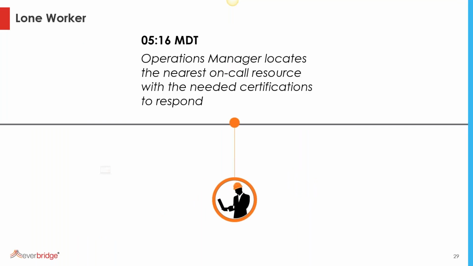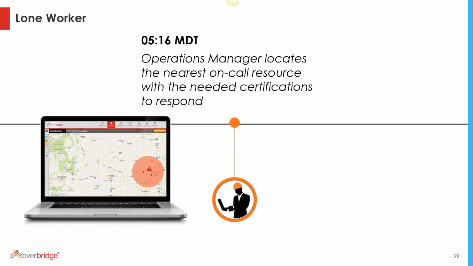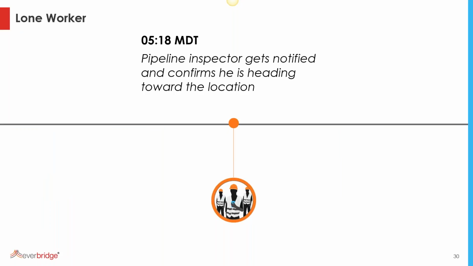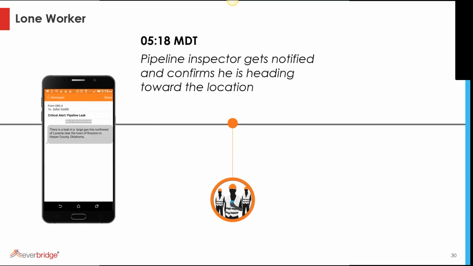I am able to locate the nearest on-call resource because I can see the location of my crew on the map. And I can see their responses on the map as well. So by 5:18, I have received confirmation that a pipeline inspector has responded to my notification, and they have confirmed that they are going towards the location. So I have that confirmation in the platform. I can see the confirmation.